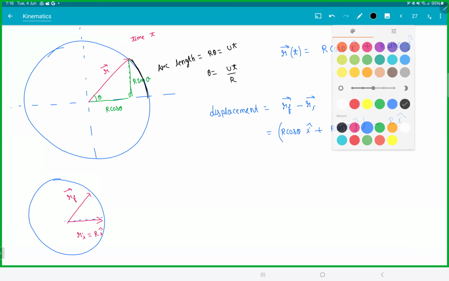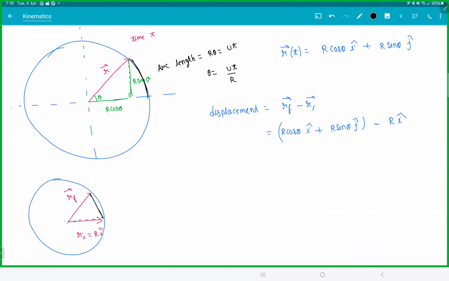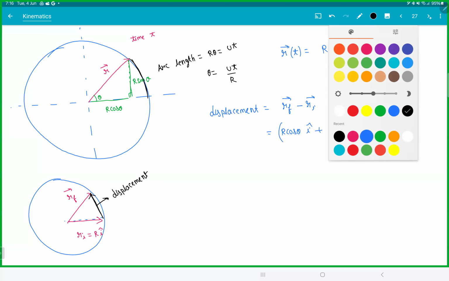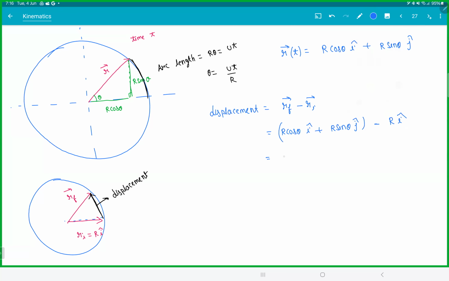So what we are trying to find, the displacement vector, is this line, the diagonal. The black line is the displacement vector, the line joining the initial to the final point. Now, if they ask you in the exam for vector form, you're done. The answer is this much only: r(cos theta minus 1) i cap plus r sin theta j cap. This is your answer in vector form.